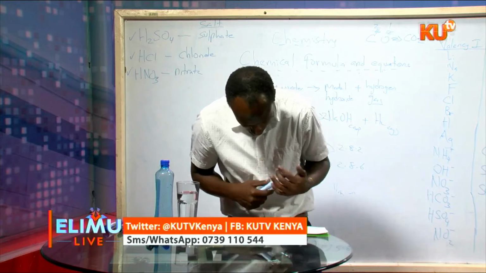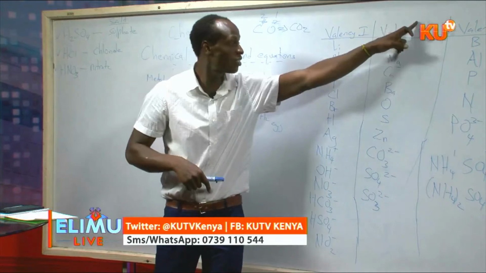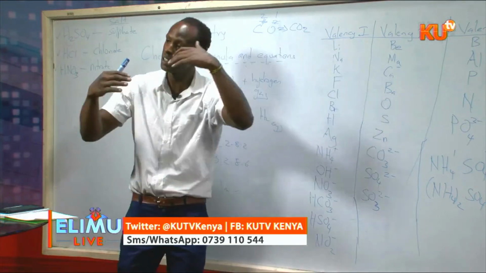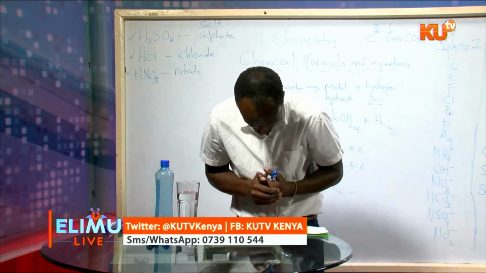Chemical formula of calcium hydrogen sulfate. Calcium is Ca, valency is 2. Hydrogen sulfate is HSO4, valency is 1. Interchange the valencies, and then you'll get the chemical formula of calcium hydrogen sulfate.